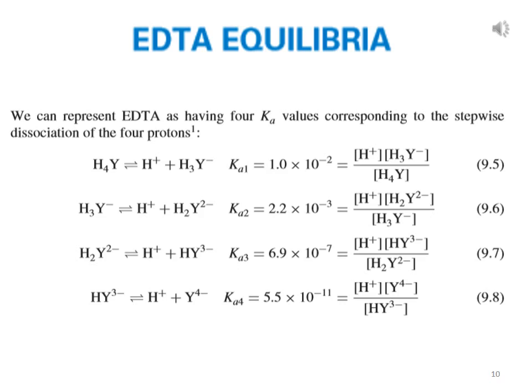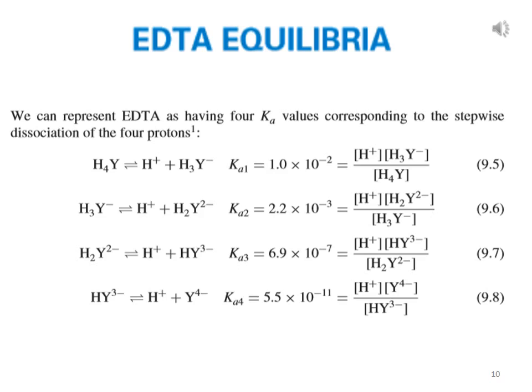In the third equation, two protons are left on EDTA: two are protonated and two are deprotonated. So two hydrogen ions are displaced. Here again one hydrogen ion will be replaced and it will form HY3 negative ion. This will be Ka3 and its value is 6.9 × 10 raised to power minus 7, and its product will be H positive into HY3 negative divided by H2Y2 negative, that is the reactant, the initial stage.